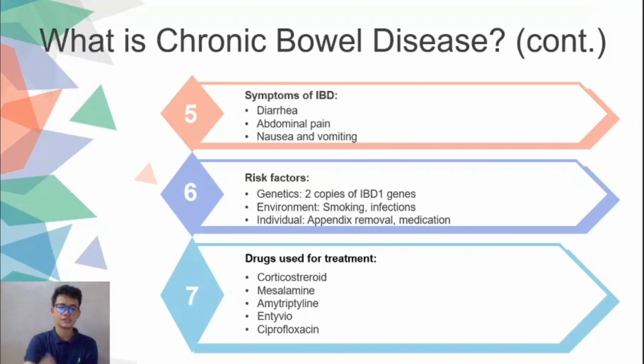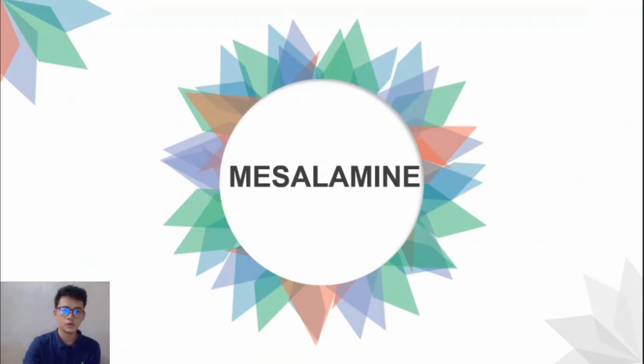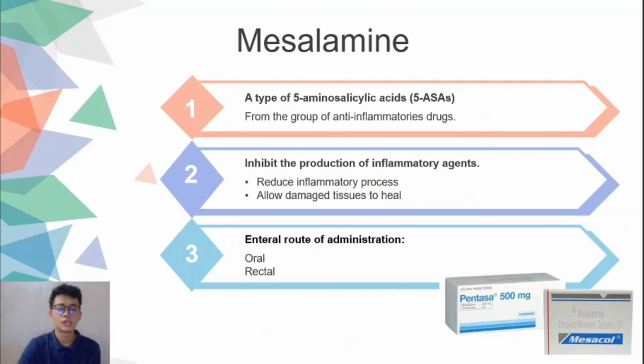Here's the list of drugs used for the treatment that we are going to discuss in this video. The first drug is mesalamine. Mesalamine is a type of 5-aminosalicylic acid from the group of anti-inflammatory drugs. It inhibits the production of inflammatory agents and allows the damaged tissues to heal. It can be administered orally and rectally as well.